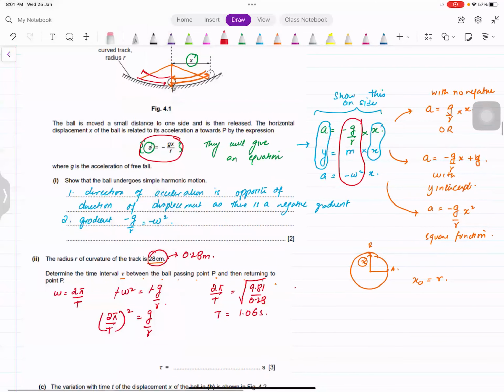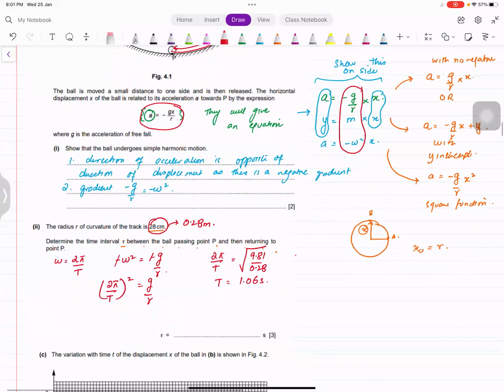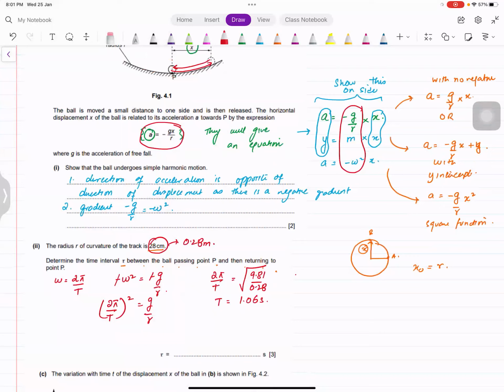So now this is basically a time period. Time period basically means that it goes from here to here, comes back, and then goes to the other end, and then comes back. But he only asked us for going from P and back to P again. So should we halve it? 0.53. Obviously. 0.53. Okay. Do you guys understand now? That's why there are 3 marks for this.